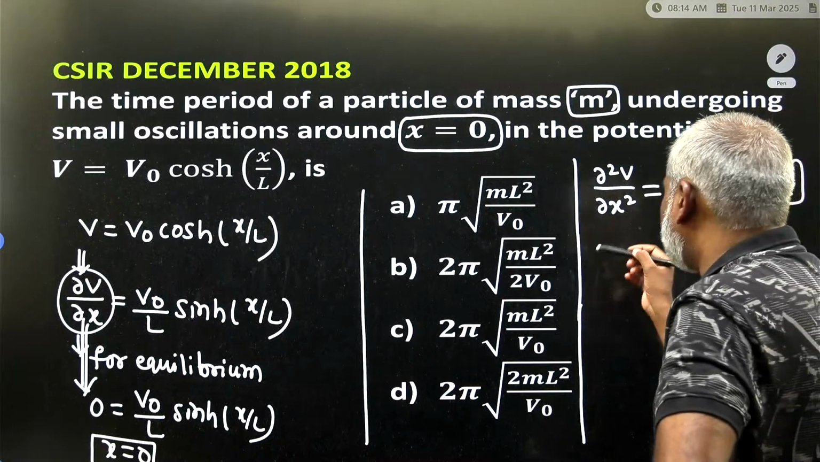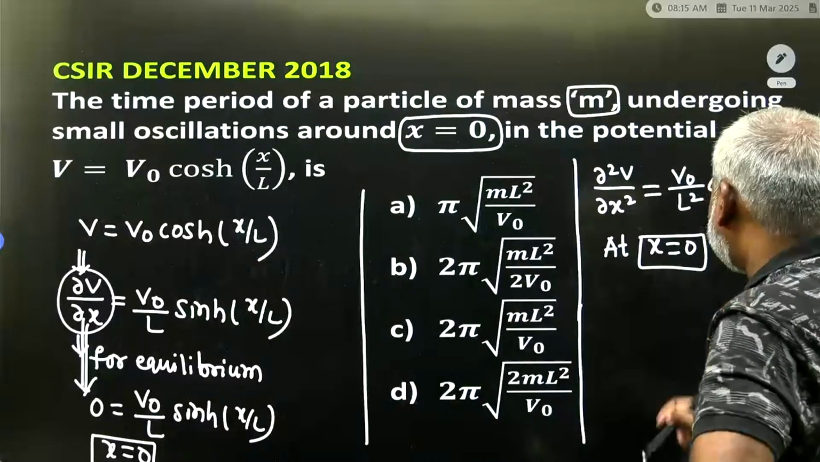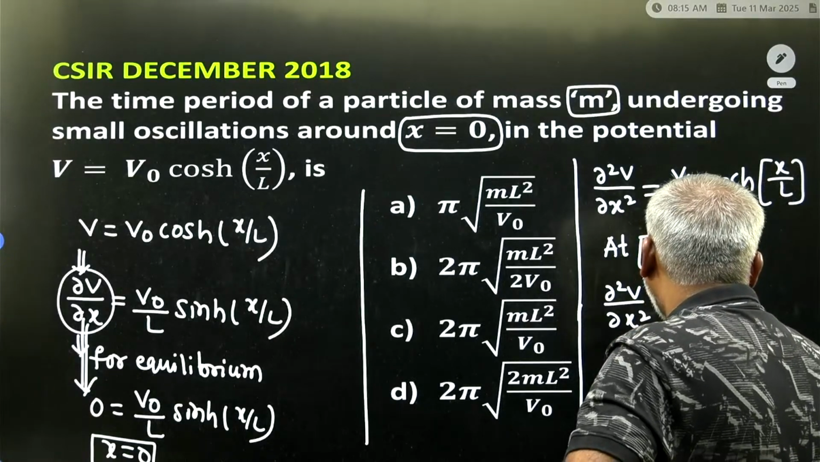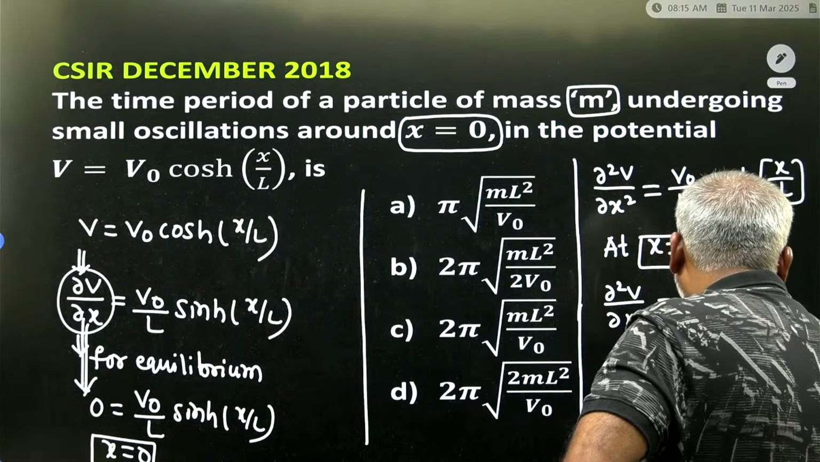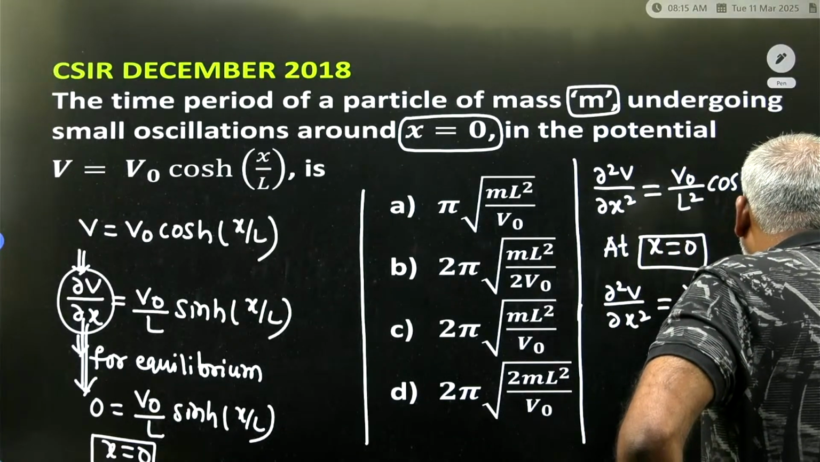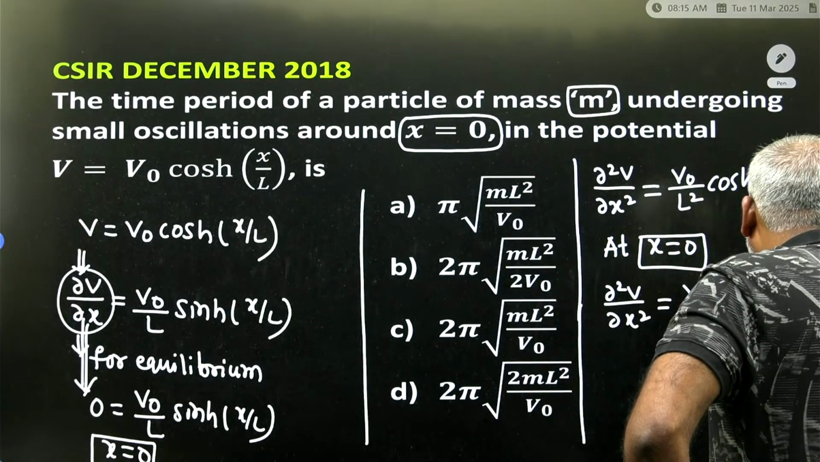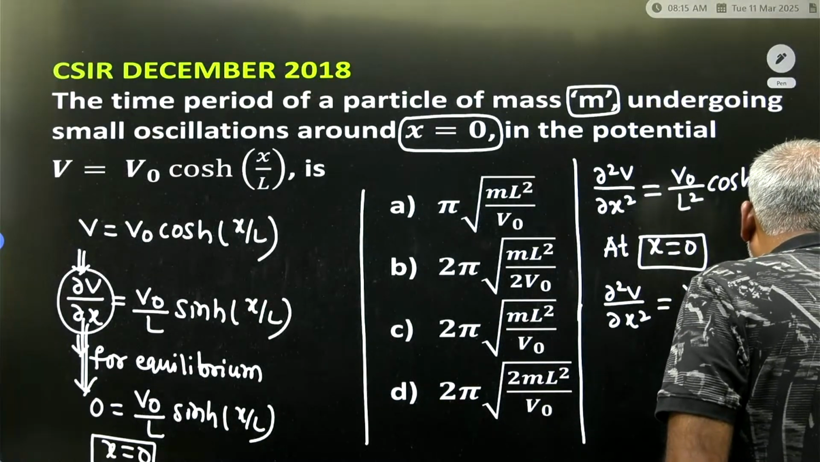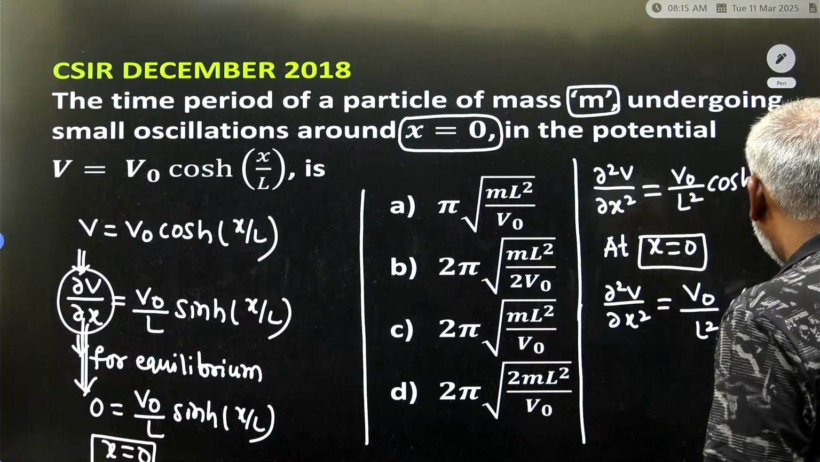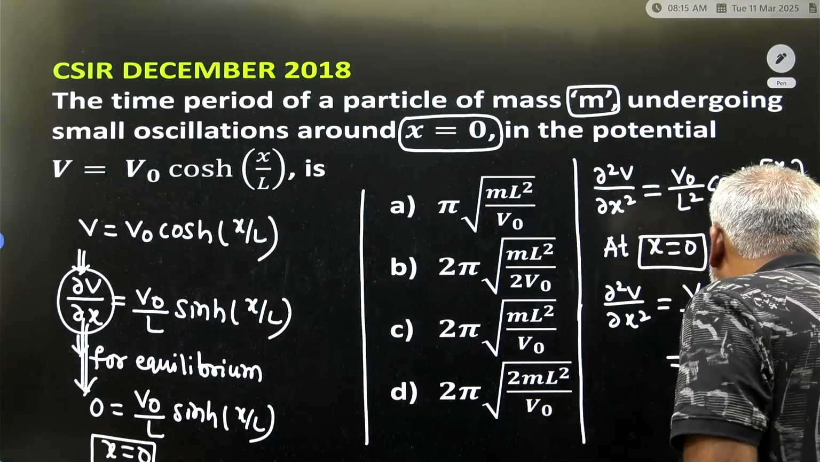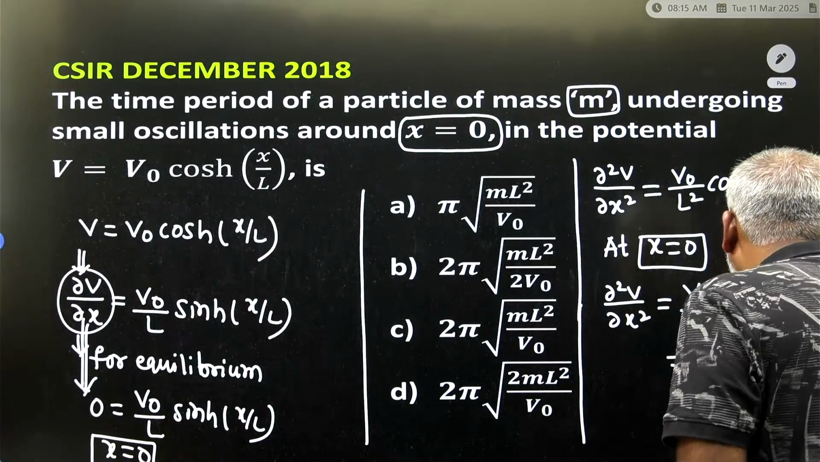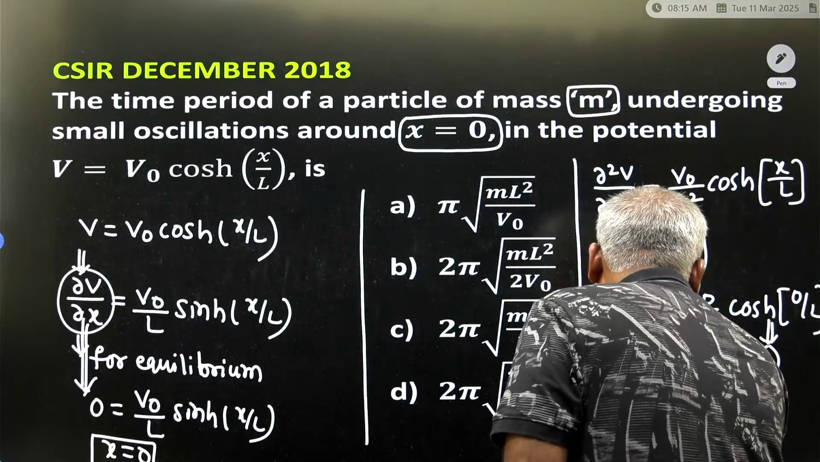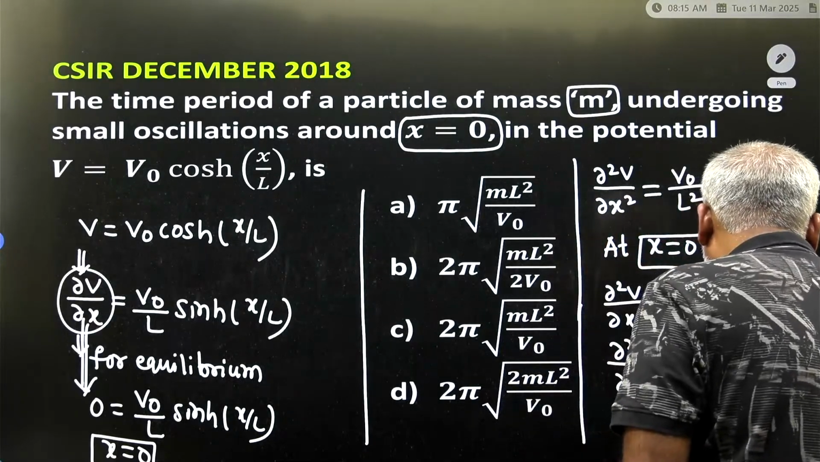So now you substitute the equilibrium point. Therefore, ∂²V/∂x² is equal to V0 by L squared into cosh of 0 by L. Cosh 0 is equal to 1. So V0 divided by L squared is going to become as 1 times that. Therefore ∂²V/∂x² is equal to V0 by L squared.